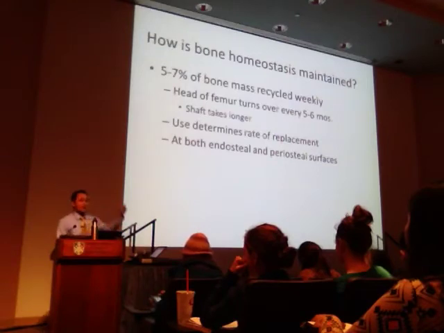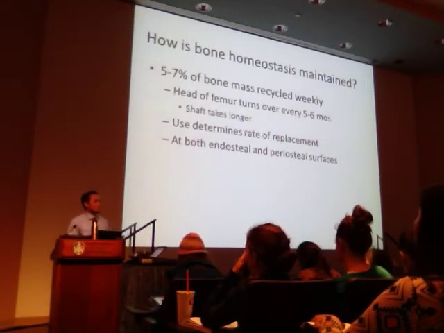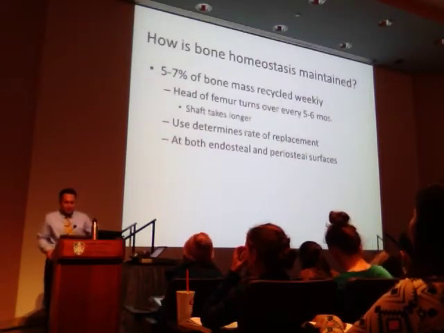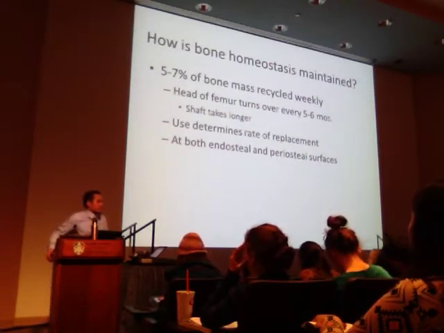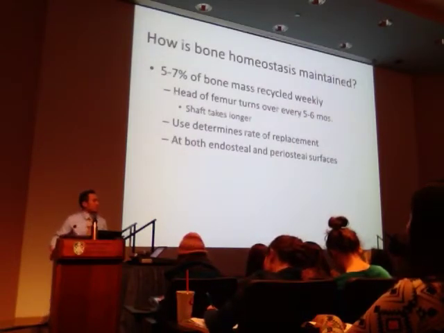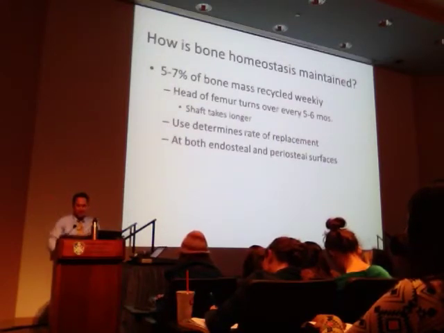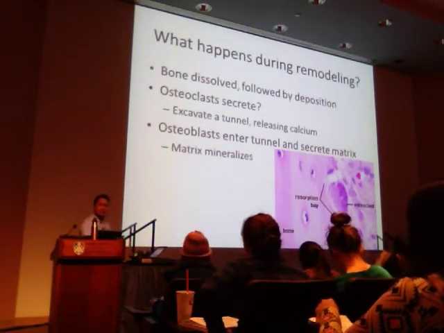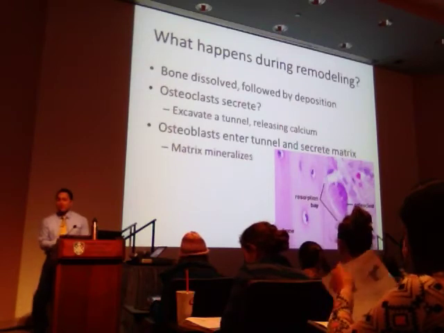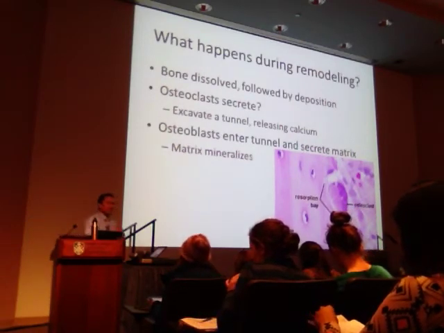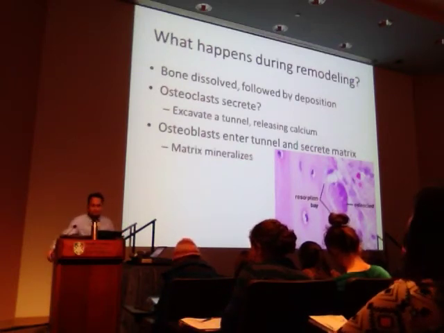If you're active and you're playing intramural sports or recreational sports or competitive sports, then that femur is turning over much more frequently. The use determines the rate of replacement, and that's what that means. For you all, it's probably a little faster. It happens at both ends of the bone, the inside, the endosteum, as well as the outside, the periosteum. When bone remodels 5 or 6 months from now, right, you'll have a totally new femoral head. The bone is first dissolved, and then you get deposition of new bone.